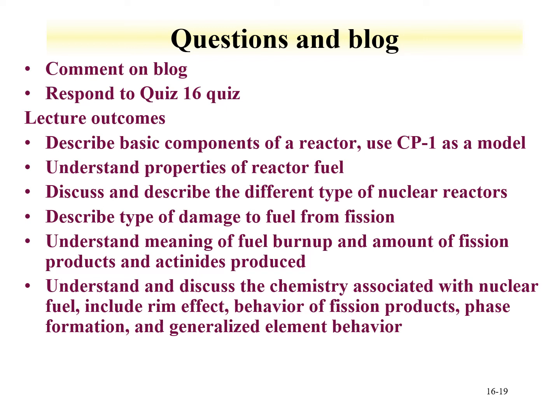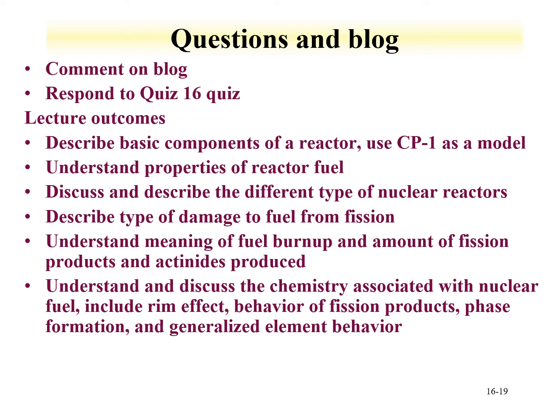You should be able to describe the type of damage to fuel from fission. You should understand the meaning of fuel burnup and the amount of fission products and actinides produced as a reactor operates. This information, particularly the fission product amount and the transuranic actinides produced, is important in understanding how long a reactor is operated and some of the expected conditions of the used nuclear fuel.